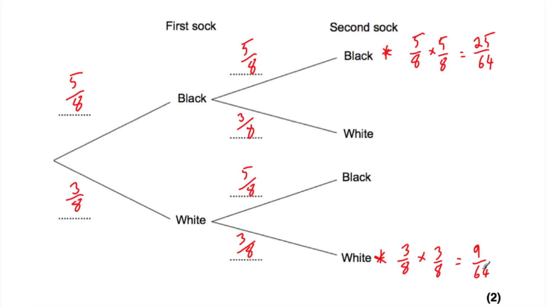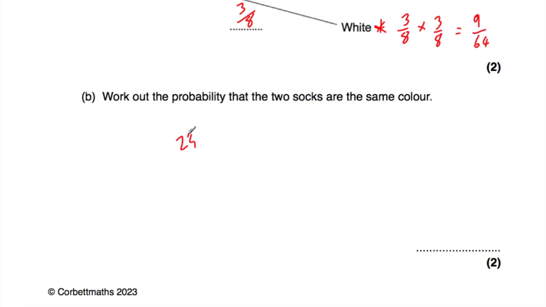So the probability of both socks being black would be 25/64, and the probability of both socks being white would be 9/64. Now we either want this option or this option, so we can just add these two probabilities together, and then that'll tell us the probability of both socks being the same colour. So 25/64 plus 9/64. Because they've got the same denominator, we can just add the numerators. 25 plus 9 is 34/64. Now we could cancel this down if we wanted to. Both of these numbers are divisible by 2, so that'll be 17/32. And that's it. So the probability that both socks are the same colour would be 17/32, or 34/64.